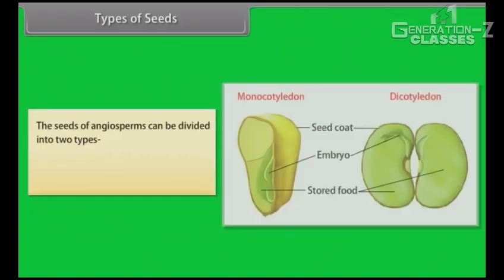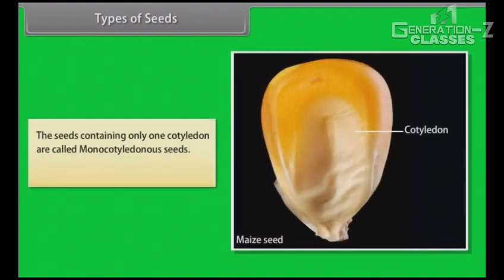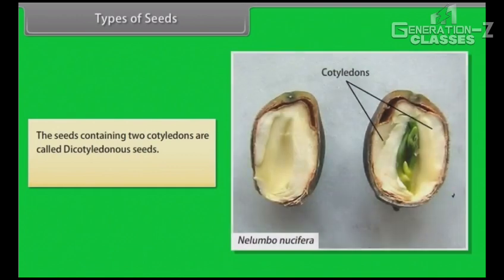Types of seeds. The seeds of angiosperms can be divided into two types: monocotyledonous seeds, dicotyledonous seeds. The seeds containing only one cotyledon are called monocotyledonous seeds. Example, maize. The seeds containing two cotyledons are called dicotyledonous seeds. Example, Nelumbo nucifera.